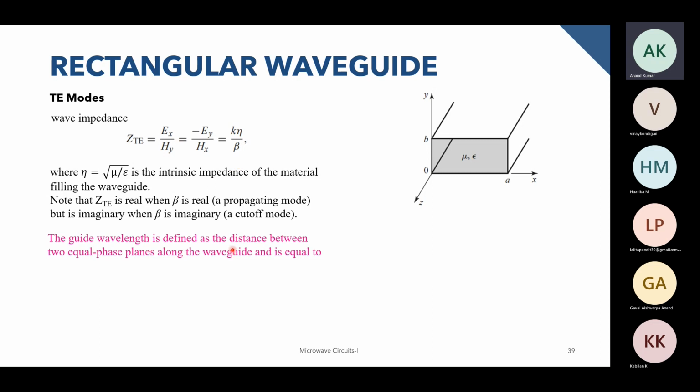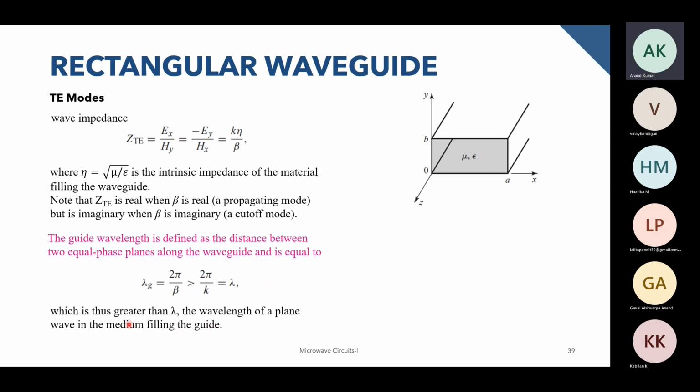Now, the guide wavelength is defined as the distance between two equal phase planes along the waveguide. This is something specific to waveguides. We have a term called the guide wavelength, which is calculated by 2 pi by beta. As it turns out, it is different from the wavelength of the wave inside the dielectric. The guide wavelength and the wavelength of the wave inside that particular dielectric might not be the same.